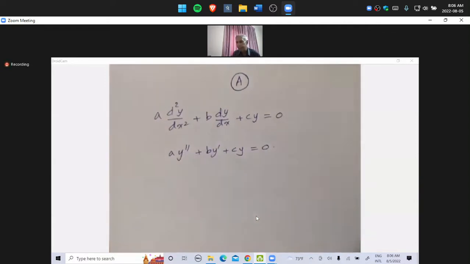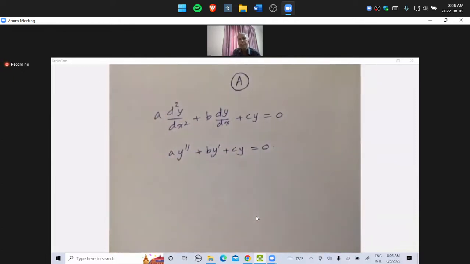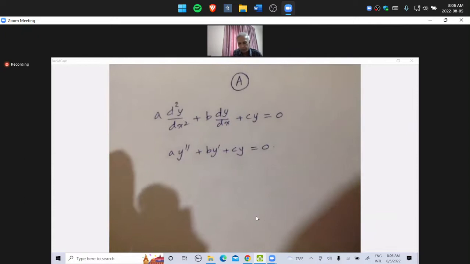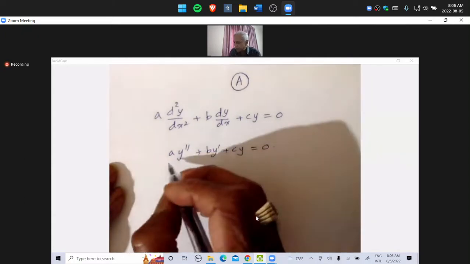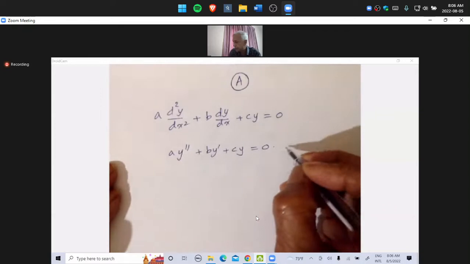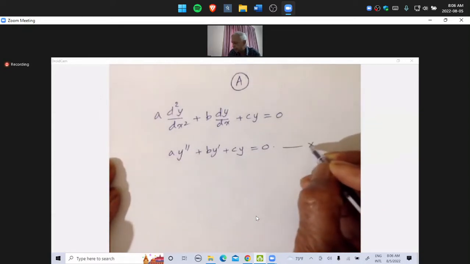Now we said to solve this equation is to find two linearly independent solutions. One solution should not be a multiple of the other. Second order equation, so let us call this star, this or this, they are the same star.